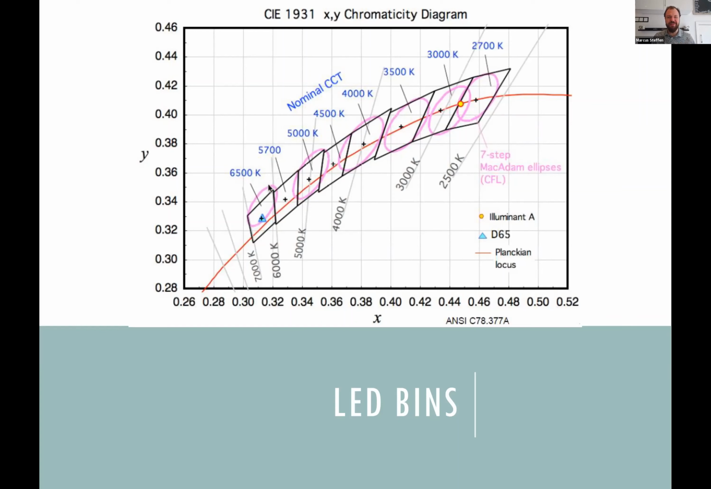So what you're seeing on this diagram here, you're seeing a 7-step MacAdam's ellipse, and there's a box around that, and you're getting multiple boxes there in different color temperatures, and those are large bins. The red line shown on this diagram is the Planckian curve. So you can see the bin spans a section of the Planckian curve and it goes left and right of it.